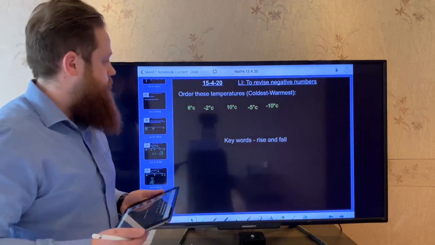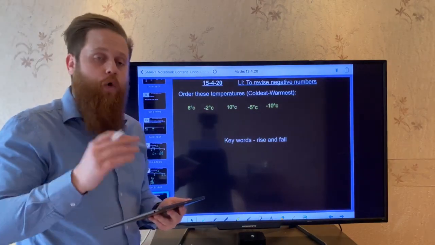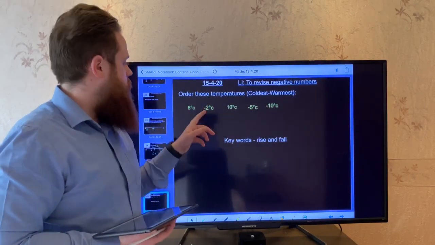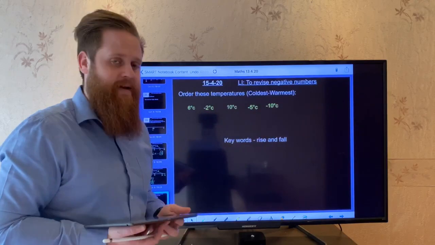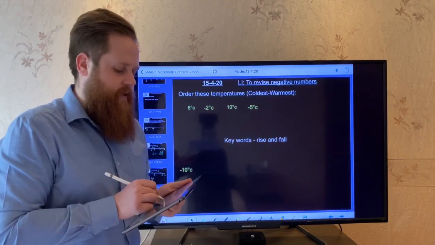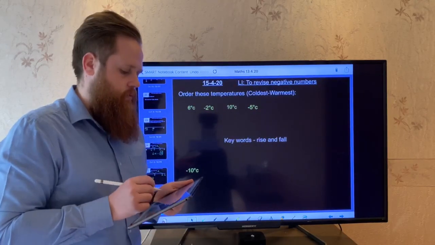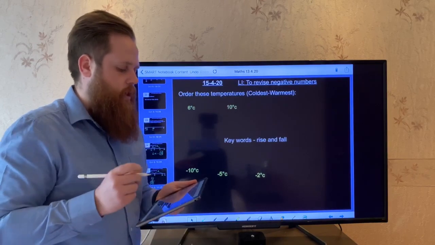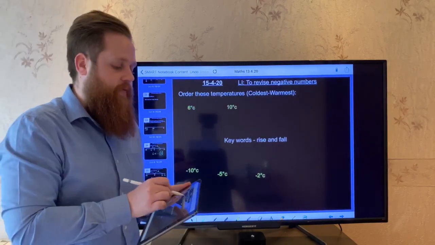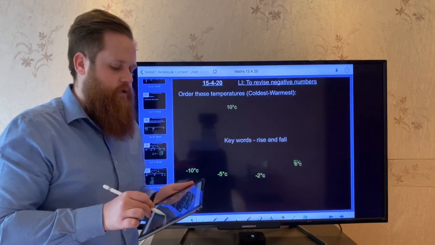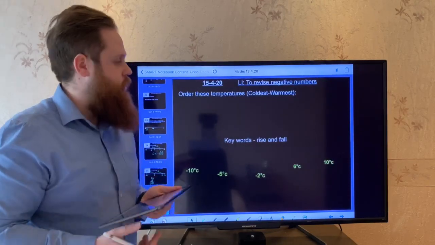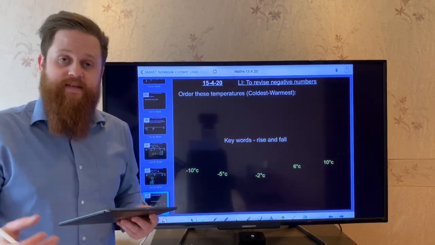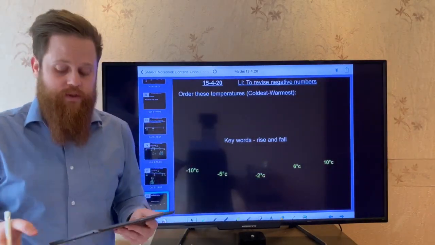Right, are we ready? So, which is going to be the coldest temperature? Well, it's going to be the biggest number after a minus. So I've got minus 2, minus 5, and minus 10. That means it's going to be minus 10 first, minus 5, minus 2. And then, of course, you've got 6 and 10. Well, you know that there. 6 is going to come first, and then 10 is the warmest of those temperatures there. Okay, negative numbers put into order with positive numbers.